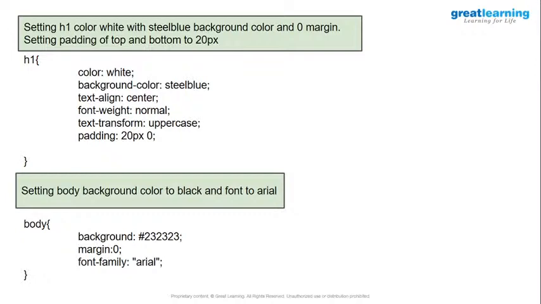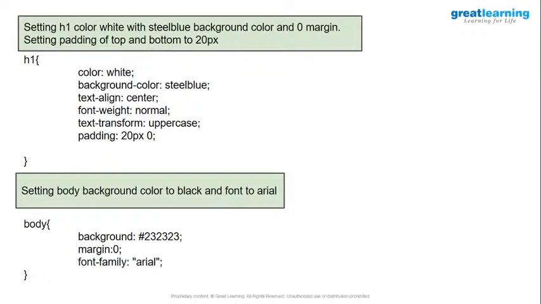The font weight will be normal. The text transform that we are going to use will be uppercase, so that everything we wrote in this heading tag will be uppercase. So the color game will come in uppercase, and then the padding just to beautify it. Then setting the background color to black and font to Arial.